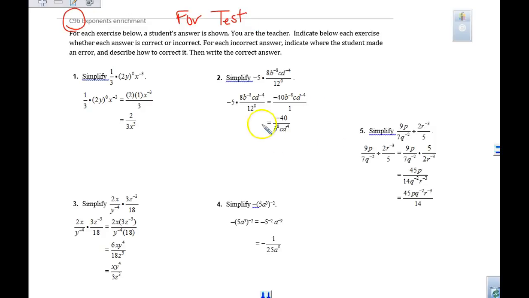And what it's asking you to do is it says these are the students' answers. You're the teacher. Indicate below whether they get the answer correct or incorrect. For each incorrect answer, indicate where they made their errors. Okay? Those of you that are retaking that quiz that have actually come in and done your work, if you want to try looking at this, this would probably be really helpful also to retake that quiz. This would probably help you figure out where some of those mistakes are.